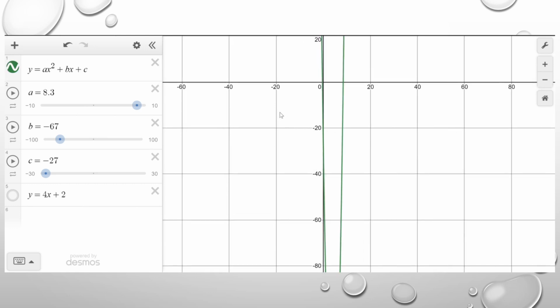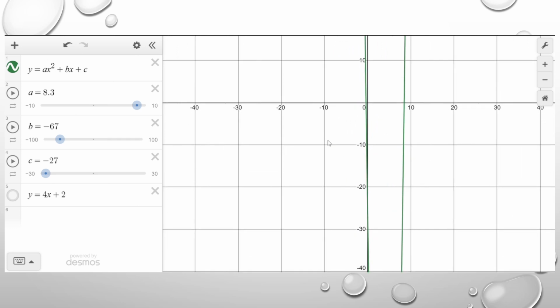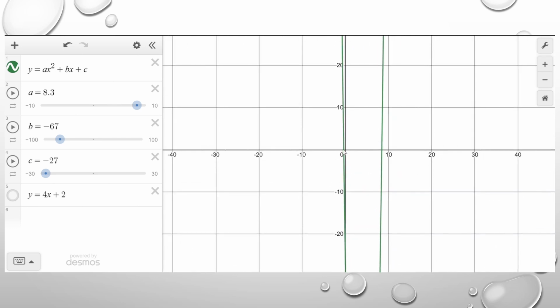But for the x-axis, it only sometimes intersects. And this is when the discriminant, b squared minus 4ac, is more than or equal to 0, as we learned in the last chapter.